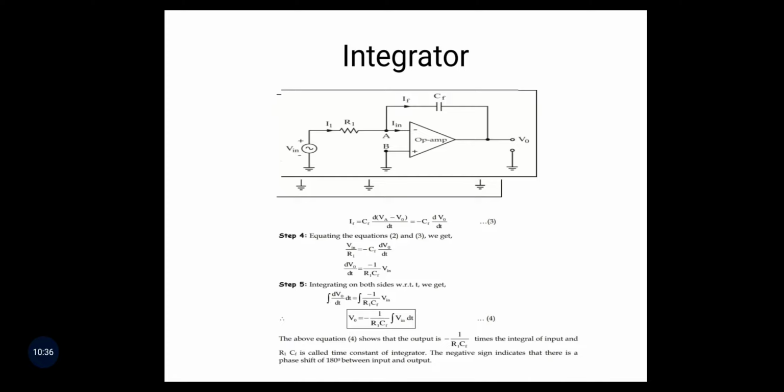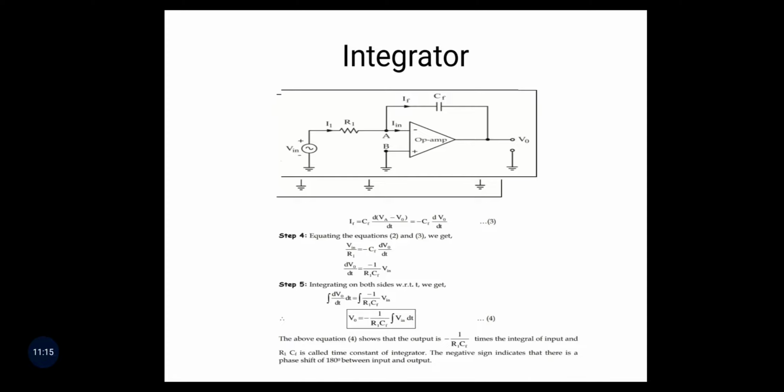Here A and B are at the same voltage because of the virtual ground concept. B is at zero potential, so A also has zero potential. So A and B have the same voltage, that is zero volts. We apply Kirchhoff's current law at node A. That means entering current is equal to leaving current: I1 equals IF.